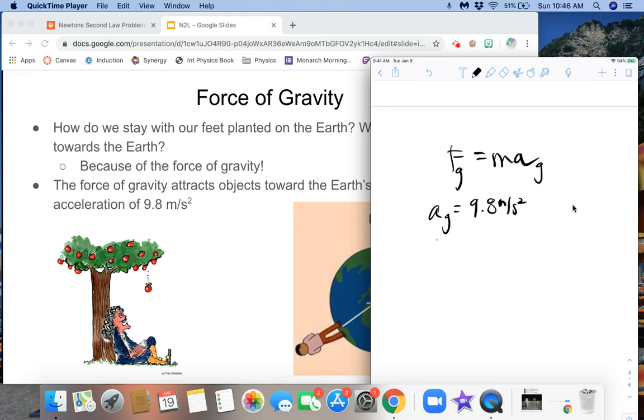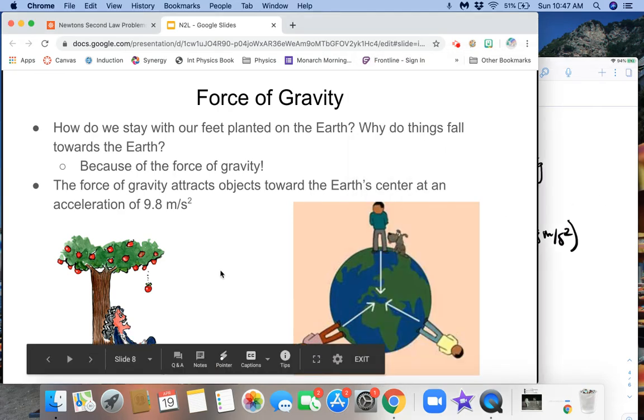However, the force of gravity is going to pull things down differently, meaning if something has a bigger mass, it's going to have a bigger force of gravity. Say I have a 10 kilogram object or a 2 kilogram object. The 10 kilogram object will have a bigger force of gravity because it has a bigger mass. All right. So that's what force of gravity is.